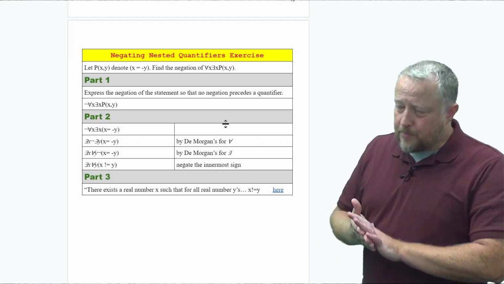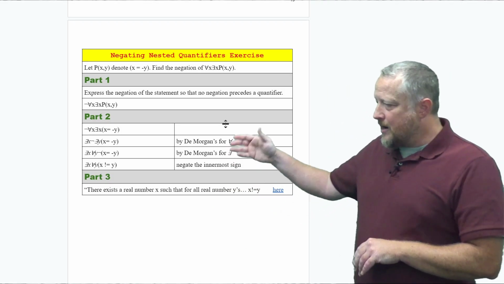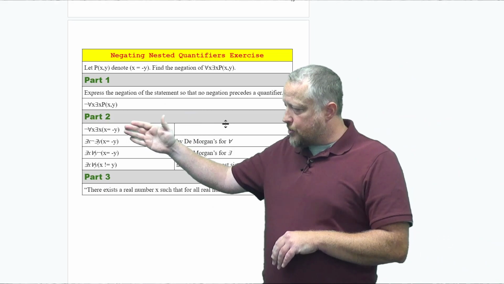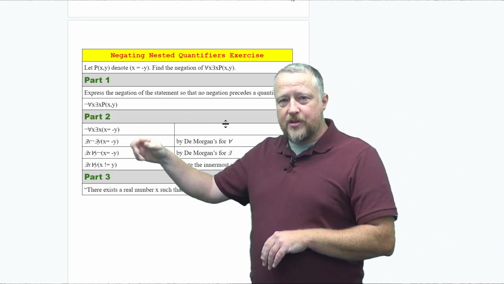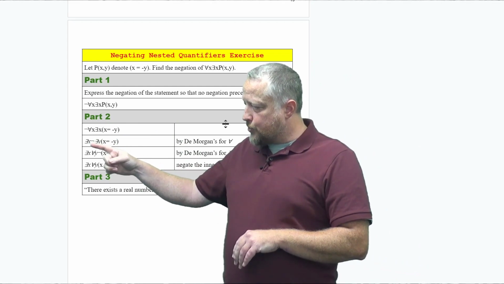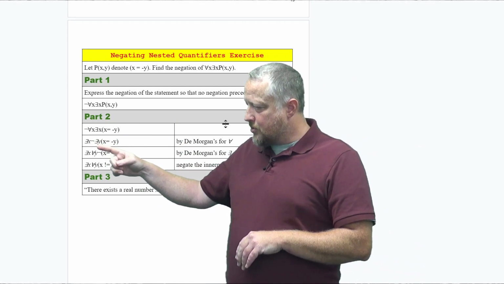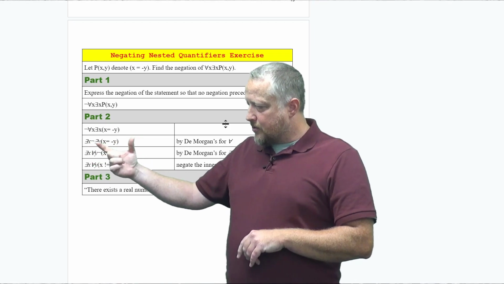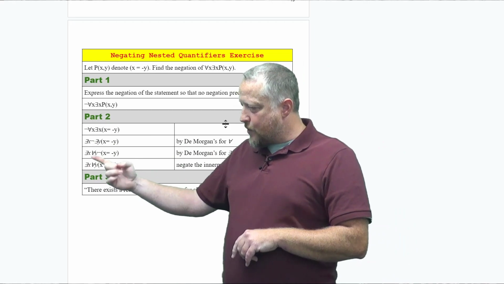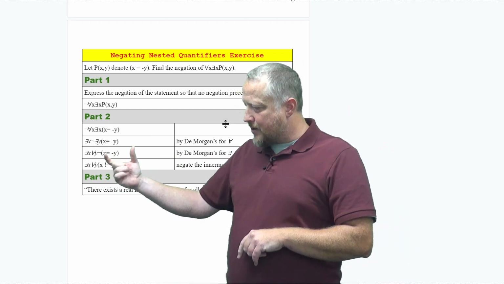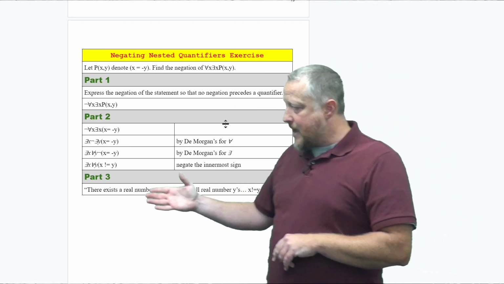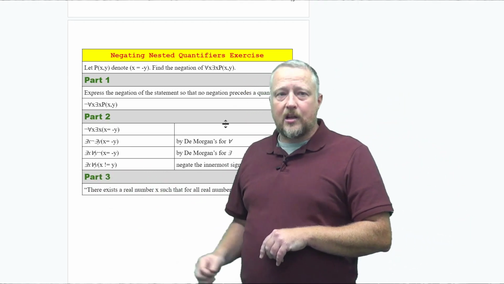Hopefully this one was simpler for you. Part one is just negating what we've got. So now that we've got part two in negation, we're going to start doing our dance with De Morgan here. We're going to switch our overall universal to an existential, pushing back our negation because we're using De Morgan, pushing it back further into our universal. Now the negation is part of the equation itself. And then negating that innermost sign is the last part of that.